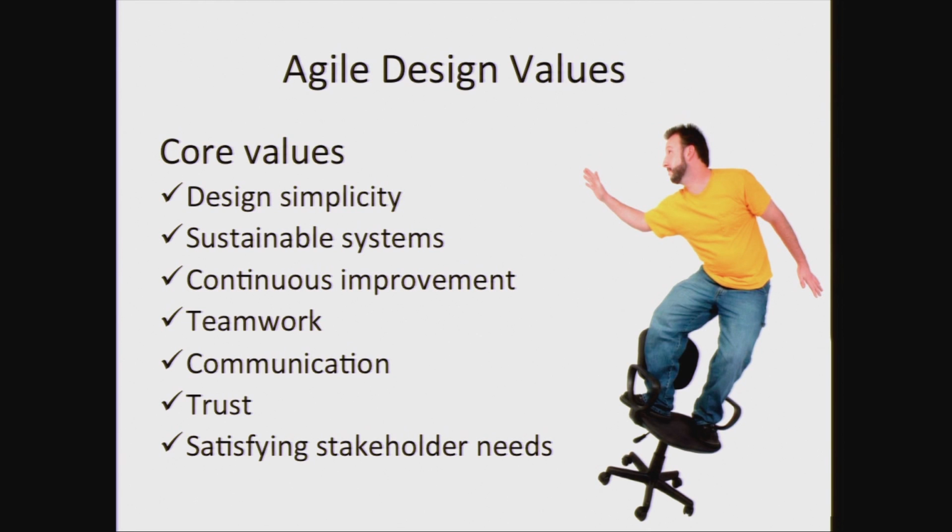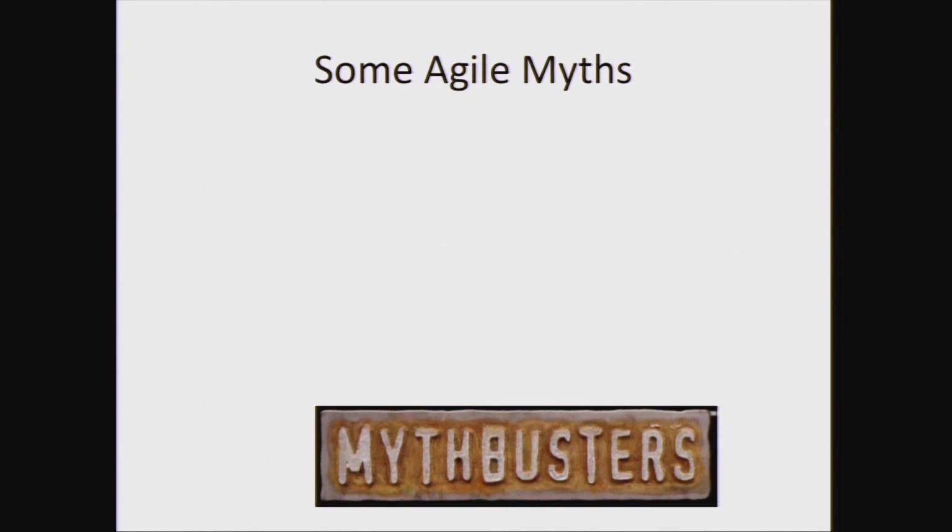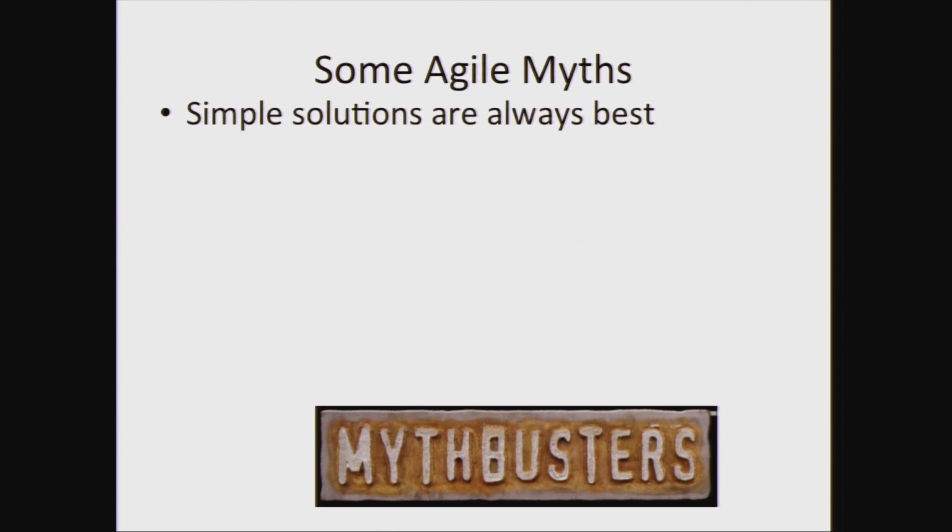We don't just build things because it's fun, but we try to satisfy stakeholder needs, but sometimes there's fun stuff too. I mean, don't get me wrong. On the other hand, if we stop learning, it's not a good thing. So we're also in a constant learning mode. So given those design values, here's what I've seen that some people have said about Agile and architecture.